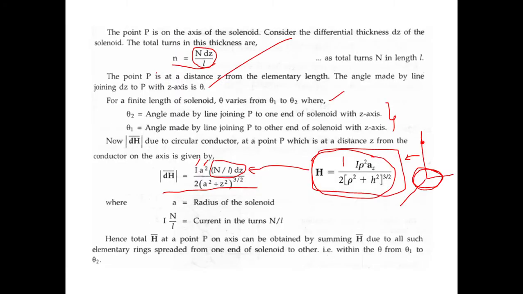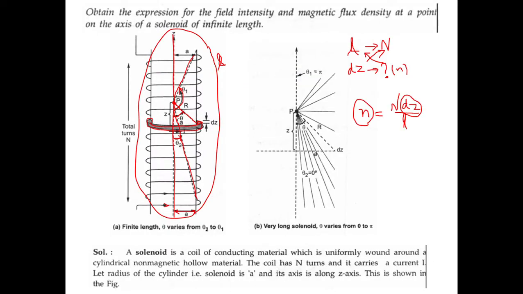Now from the geometry of the figure, tan theta is equal to a by z. What is tan theta? Opposite by adjacent. Here, opposite to theta is a. And I'll take the distance from P to this point, whatever we have considered as r, that is the hypotenuse. So it is opposite by adjacent: opposite is a, adjacent is z.